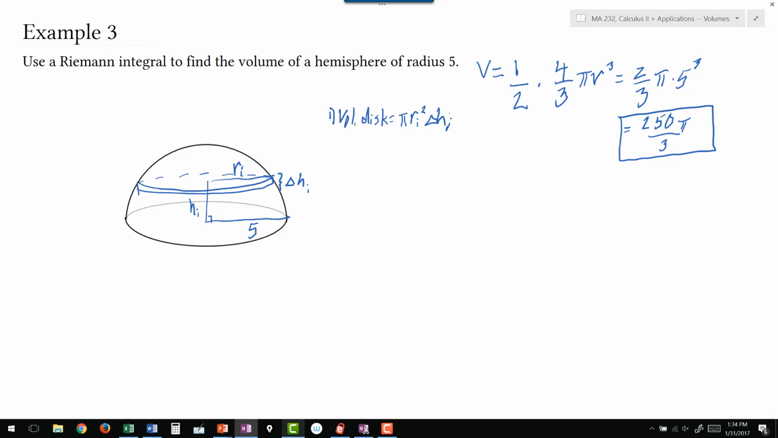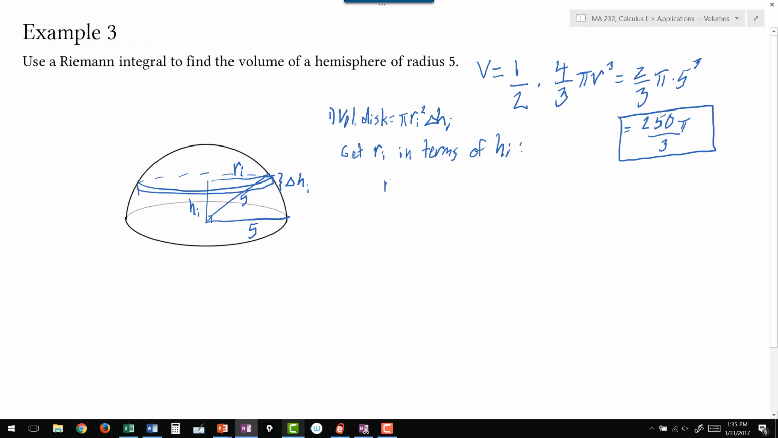As was the case in the cone, however, we need to rewrite the r sub i to be just in terms of h. Now in the cone, we were able to use similar triangles to accomplish that. Here we have to use the Pythagorean theorem. To highlight how that's going to work, I'll draw the segment that goes from the center of the hemisphere out to the edge of the slice. And now because we're dealing with a hemisphere, that has to be a radius of 5. Any segment going from the center of the hemisphere to the surface will have a length of 5.